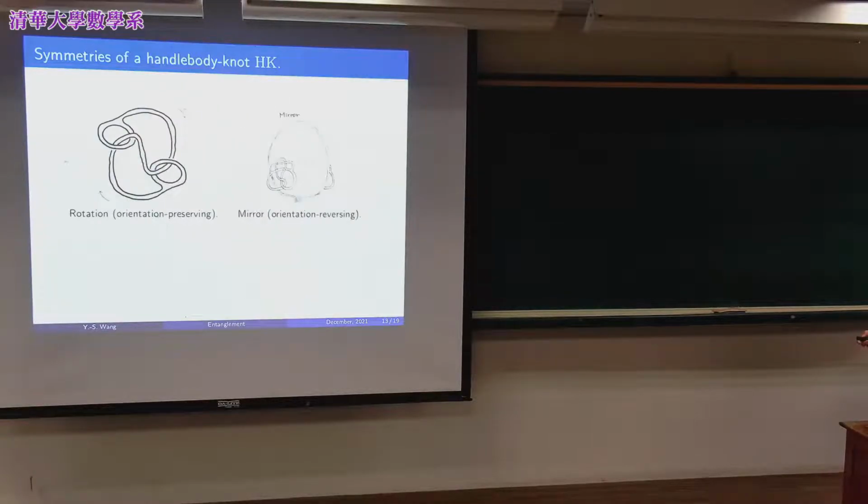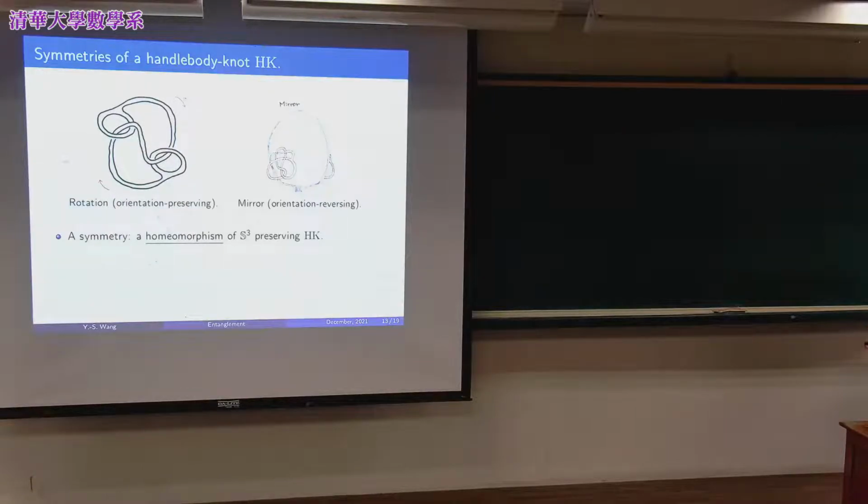Another kind of symmetry is orientation reversing. That you have already seen. There is a handle-body link, and on the other side of the mirror there is its mirror image, and we are asking whether they are equivalent or not. So more generally, you can think of a symmetry as a homeomorphism of S3 preserving the handle body.